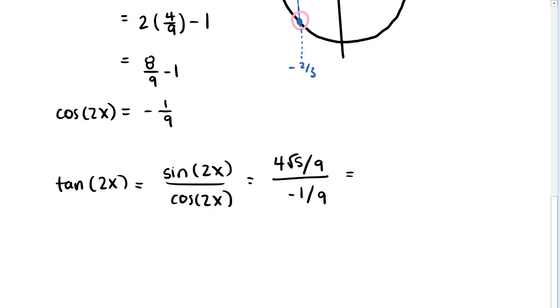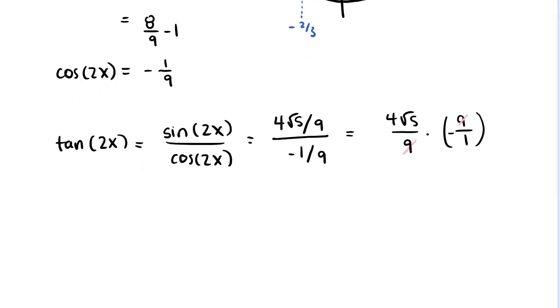And so here we can divide these two fractions, right? We can rewrite this as 4 square root 5 over 9 multiplied by the reciprocal of our dividing fraction, which would be negative 9 over 1. And so these factors of 9 in the numerator and denominator would cancel each other out. And we would just get that this is equal to negative 4 square root 5. So that's what tangent of 2x is equal to. Negative 4 square root 5.